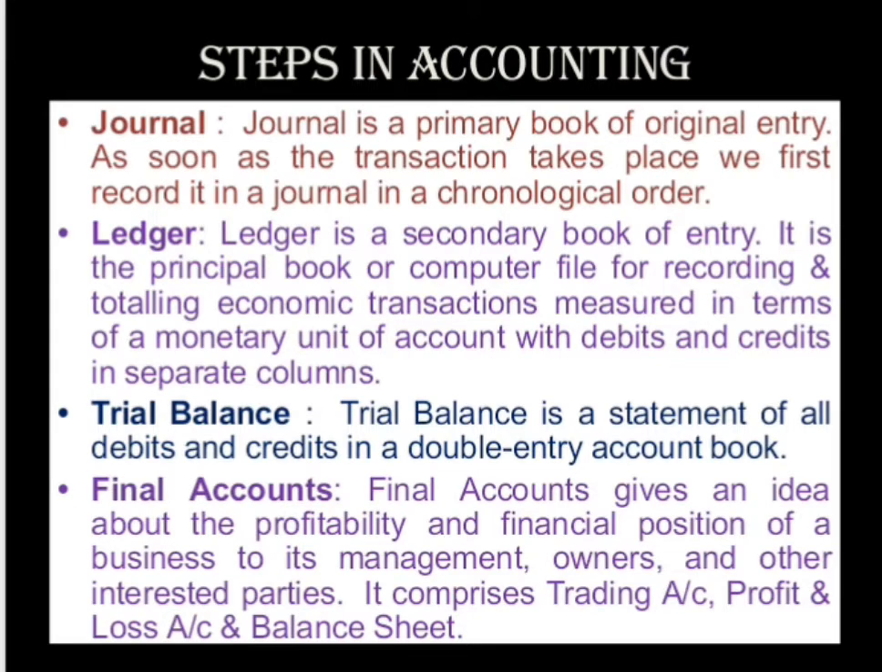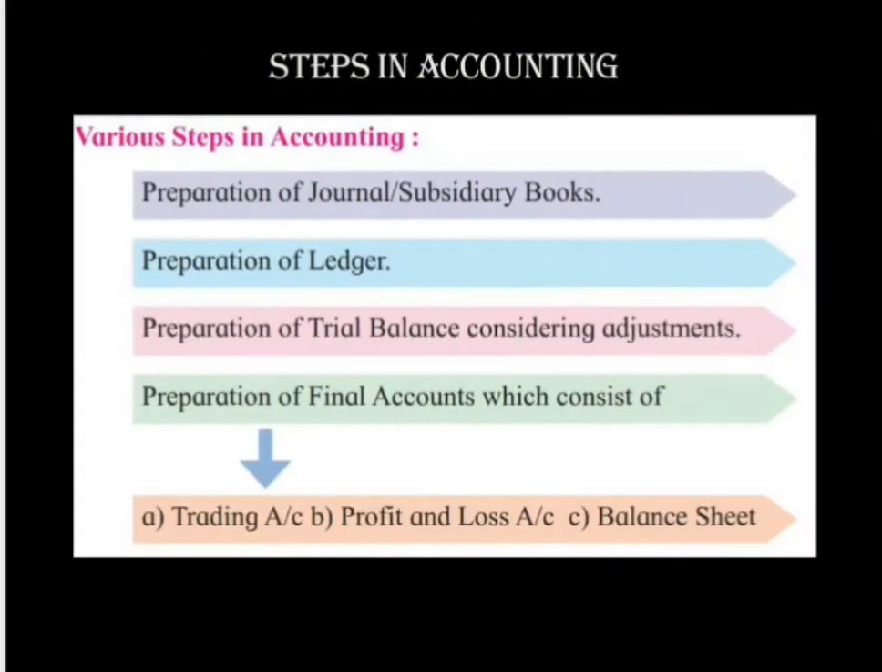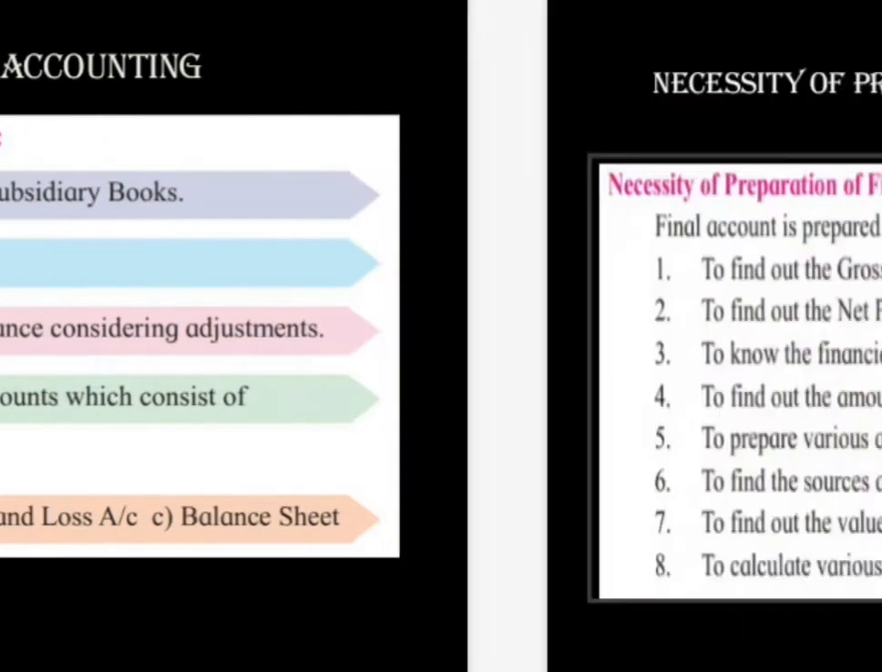Now come to the next. Here see how the steps are given. Preparation of journal, subsidiary books, then preparation of ledger, preparation of trial balance considering the adjustments, and then the preparation of final accounts, which consist of trading, profit and loss account, and the balance sheet.